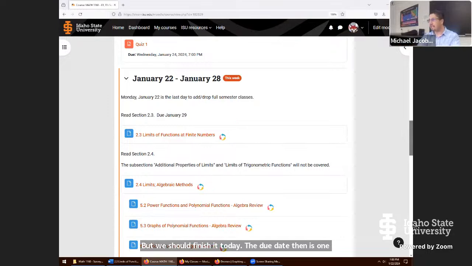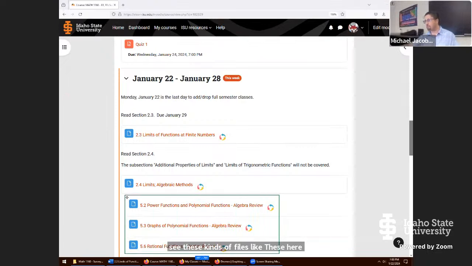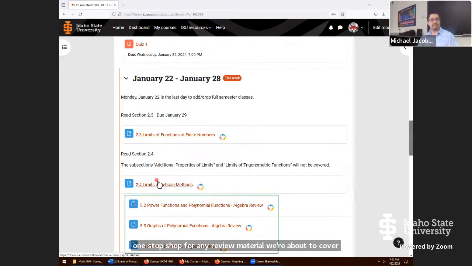Also, whenever you see these kinds of files, anything that's been indented, or certainly when it says review, those are always going to be considered optional reading. I would definitely, as a student, take a look at them. The purpose of throwing in those files is just a quick one-stop shop for any review material we're about to cover. It's indented over 2.4, suggesting it's really good review material for that section in particular.